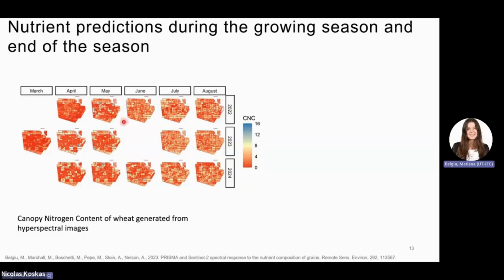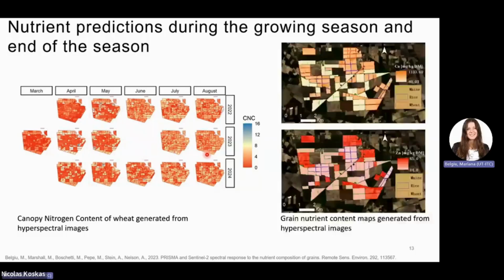So unfortunately, this image in particular was covered by clouds, so we don't have information on the canopy nitrogen content in June for 2023. This is one of the challenges that we need to address. And we do similar maps when it comes to the spatial variations of the nutrients in the grains.